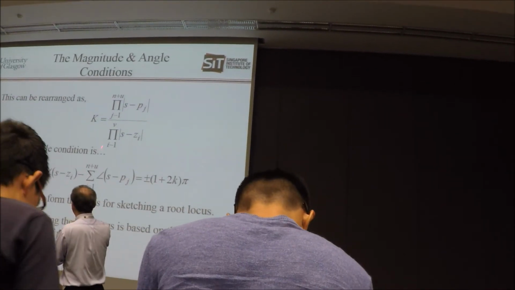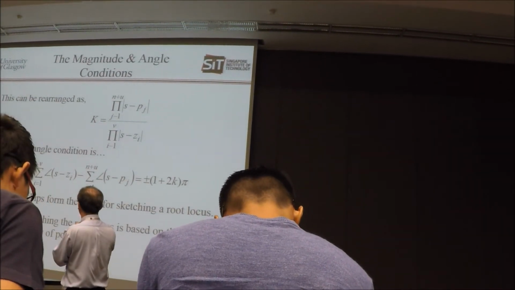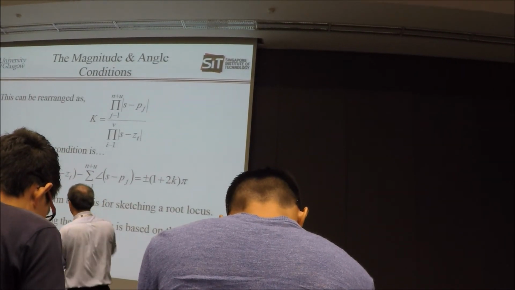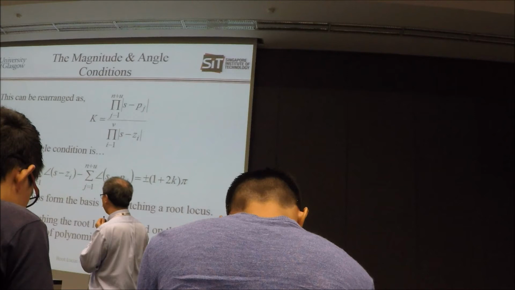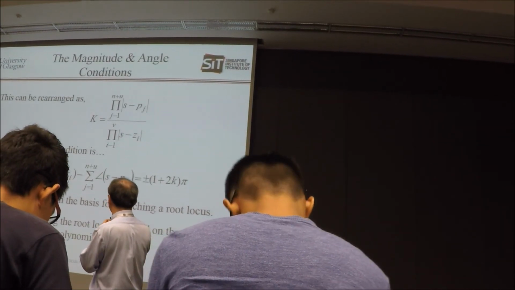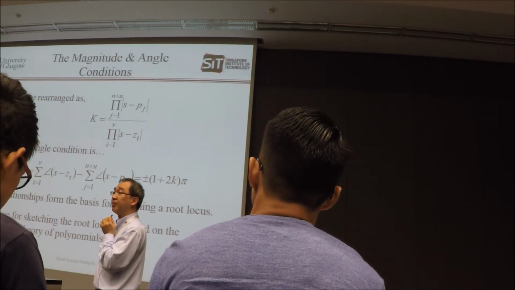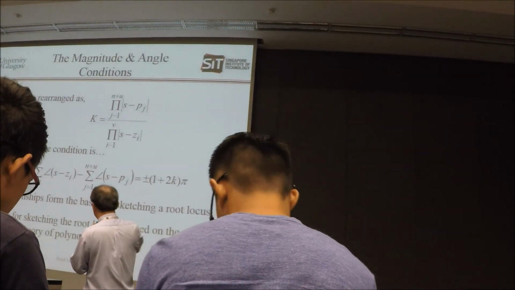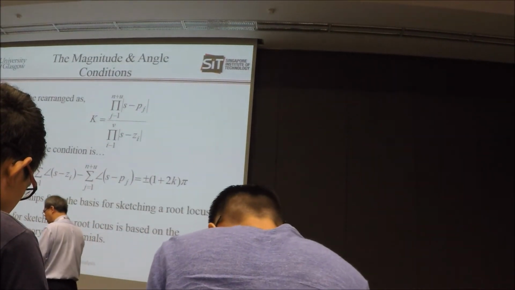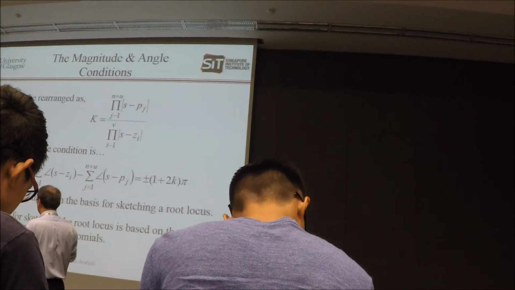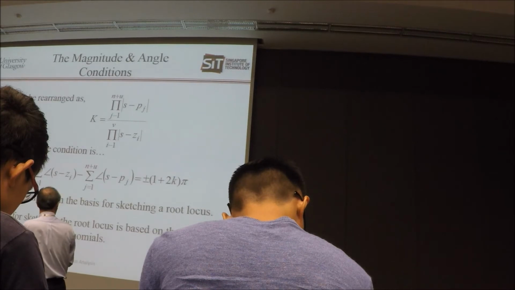And these two relationships form the basis for sketching the root locus. You only need these two relationships for sketching the root locus. But the technique for sketching the root locus is actually based on the mathematical theory of polynomials. Okay, it's primarily based on the mathematical theory of polynomials, but by using just the angle and the magnitude, we can actually try to sketch the root locus.